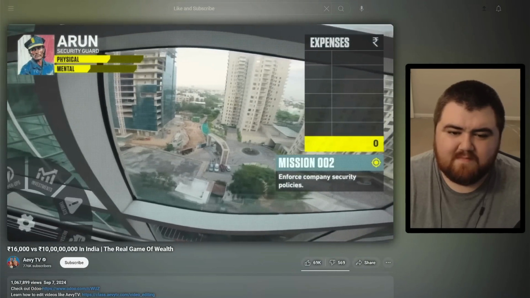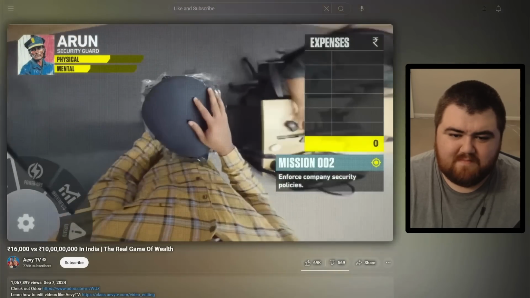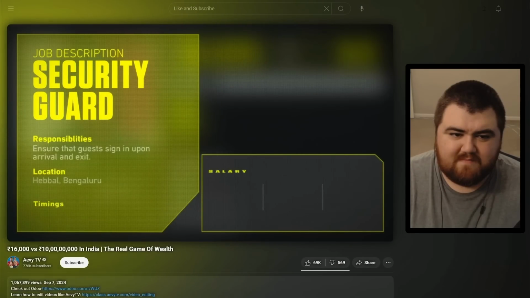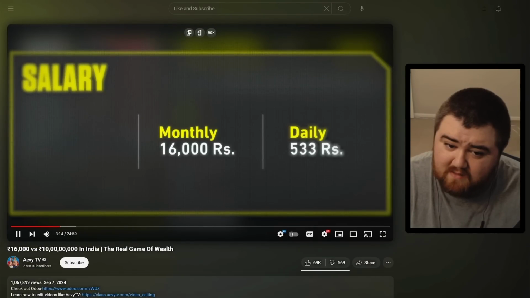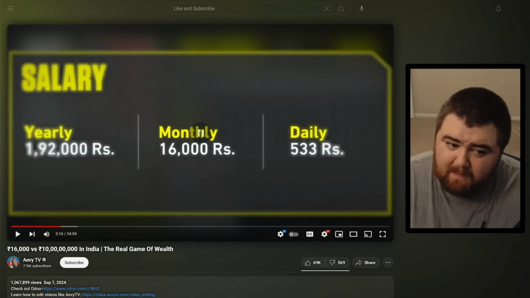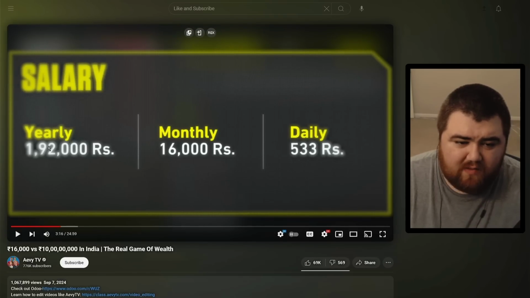Within the first 2 weeks, you manage to land a job as a security guard at a company, and you're pretty elated about it. It pays you 533 rupees a day. For security? 16,000 a month, 1.92 lakh. Oh, this is monthly, so it's 1.92 lakh rupees a year.